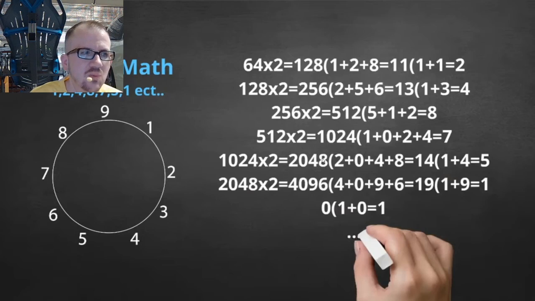512 times 2 is 1024. 1 plus 0 plus 2 plus 4 equals 7. So it's going to keep going forever. 1024 times 2 is going to be 2048. And when you add it, you end up with 5. 2048 times 2 is 4096. And when you add it, you get 1. So the pattern that will continuously repeat when you are multiplying by 2s is going to be 1, 2, 4, 8, 7, 5, 1. When you're doubling, that's what you're going to see.